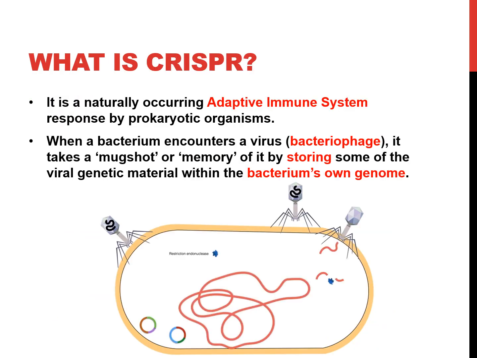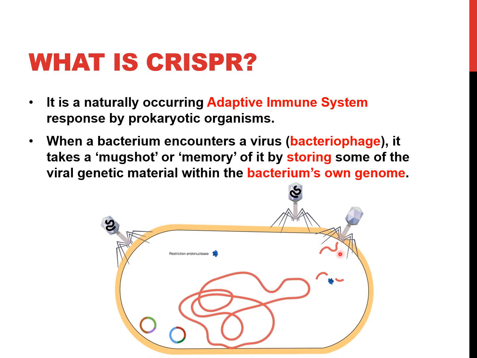So what is CRISPR? It's a naturally occurring adaptive immune response that's done by prokaryotic organisms. If you look at the E. coli here, it's getting attacked by these bacteriophages, which are viruses. They're just a couple of proteins and some nucleic acid. So when a bacterium encounters a virus, in this case the bacteriophage, it takes a mugshot or a memory of its nucleic acid.